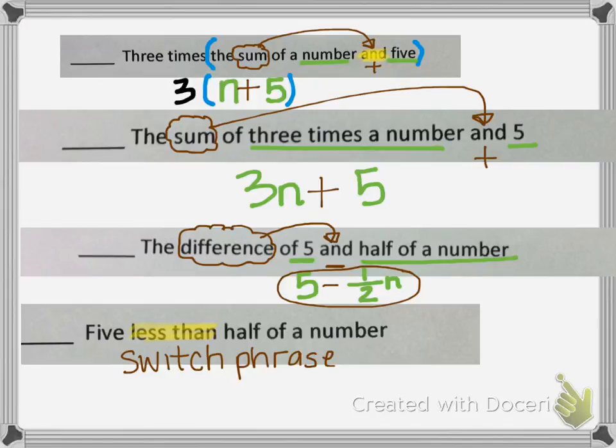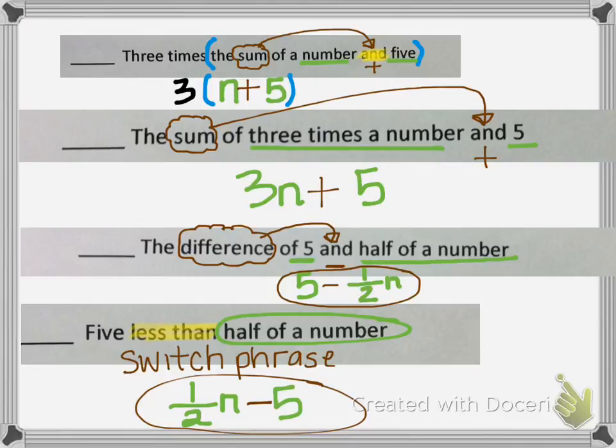So we have 5 less than half of a number. So that means we're starting with half of a number, and we're taking 5 less than that. So 1/2 n comes first in our algebraic expression, minus 5.